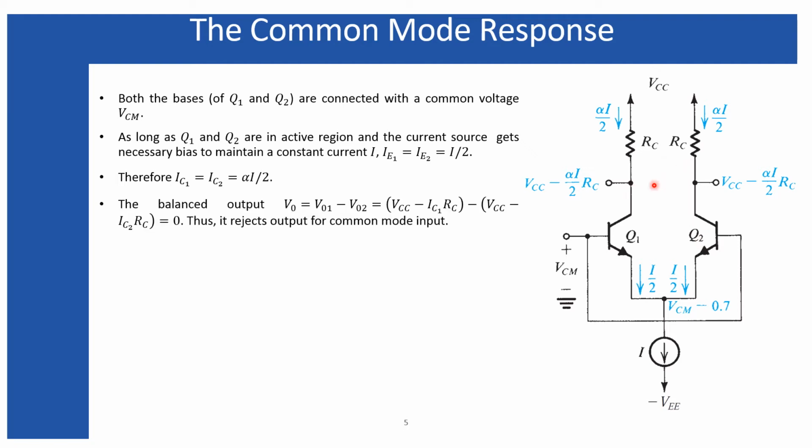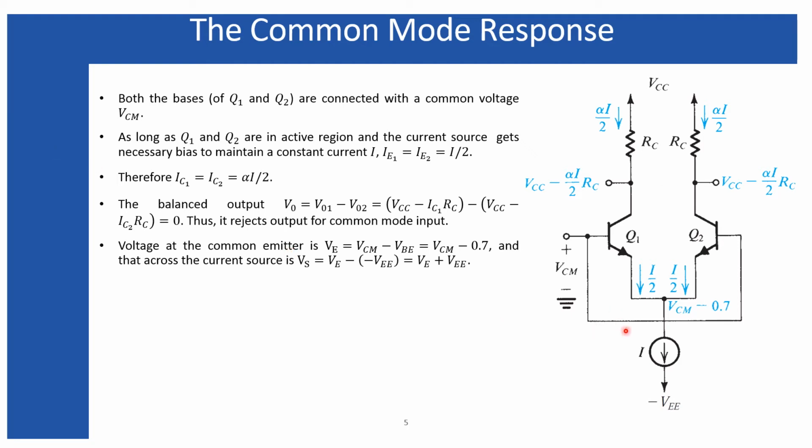Now, as I told, for a balanced differential amplifier, the output is measured with respect to each of the individual outputs. So the total output equals the output of the first one minus the output of the second one. The output of the first is VCC minus IC1 times RC, and the second is VCC minus IC2 times RC, but IC1 and IC2 are equal to each other. Therefore the output is 0, and that is why the output for the common mode input gets rejected, and from here the common mode rejection ratio appears. I will discuss it later.